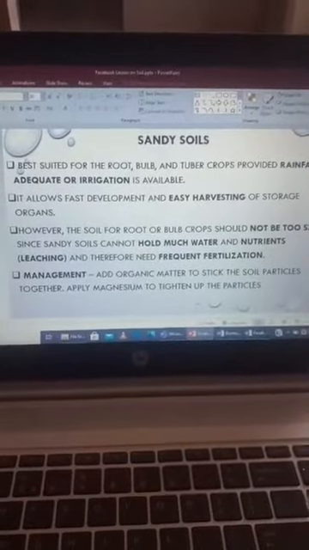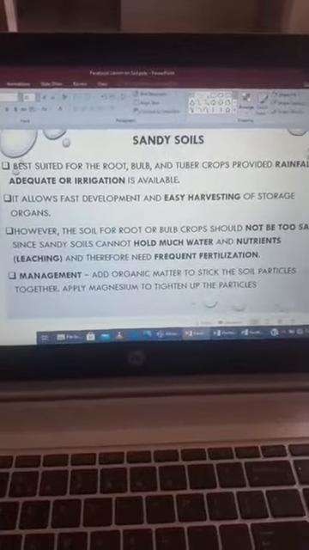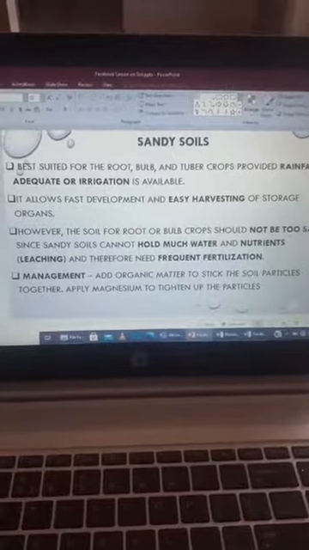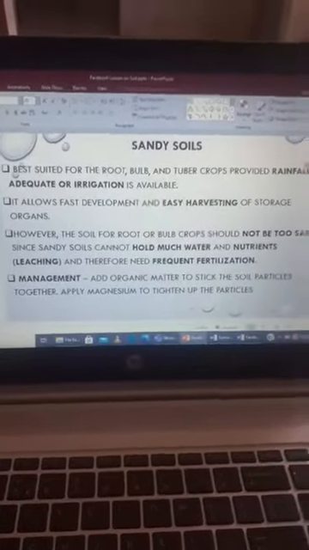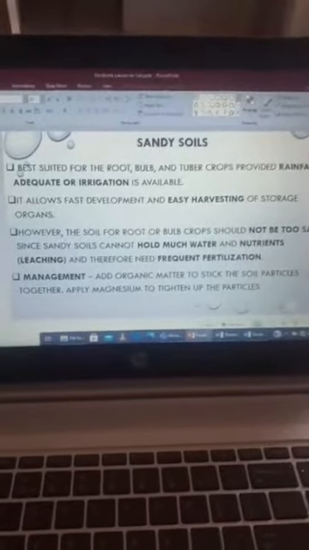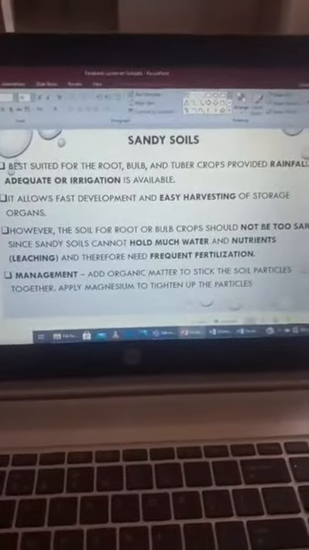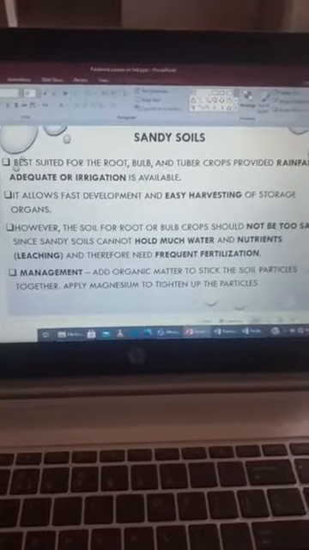So isandy soil ayikwazi nokubamba amanzi lento esibiza nge-water holding capacity, and you may find ukuthi you irrigate frequently, each and every day you are irrigating with sandy soil. So to amend your sandy soil, apply organic matter.